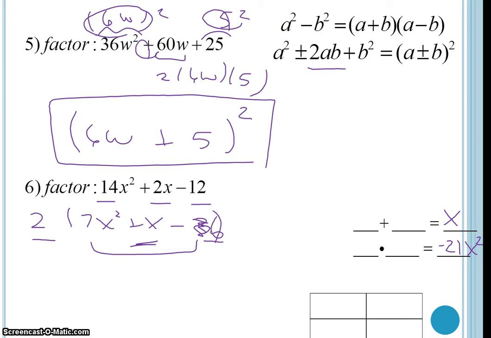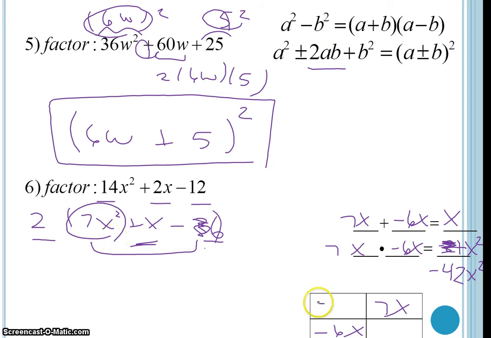Again, it's still not a special pattern, but we want numbers that multiply to be 7x squared times 6. And so the numbers that multiply to be negative 42x squared. And the numbers that multiply to be 42 are 7 and 6. So 7x and negative 6x becomes negative 42, and they also add to be a positive 1x. So I'm going to put my 7x and my negative 6x in my box. My first number, 7x squared, goes in the first box, and my negative 6 goes in the last box, and you pull out the GCF.